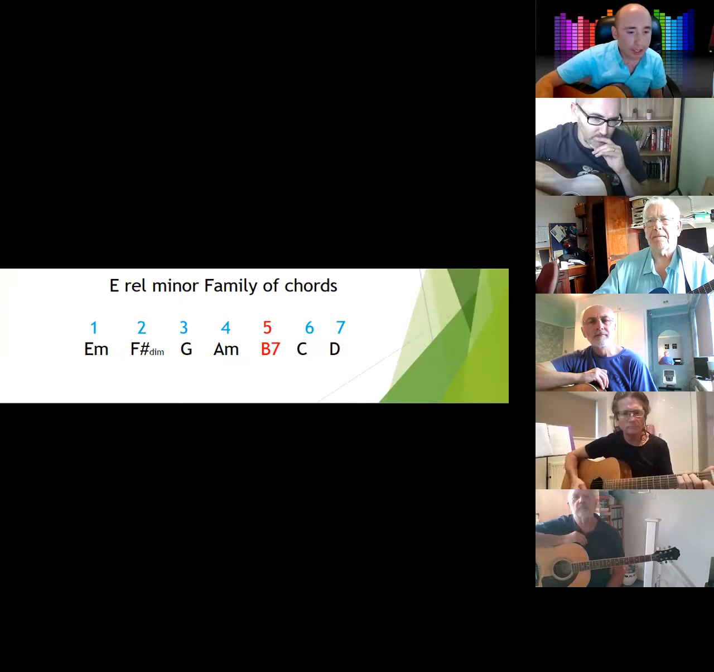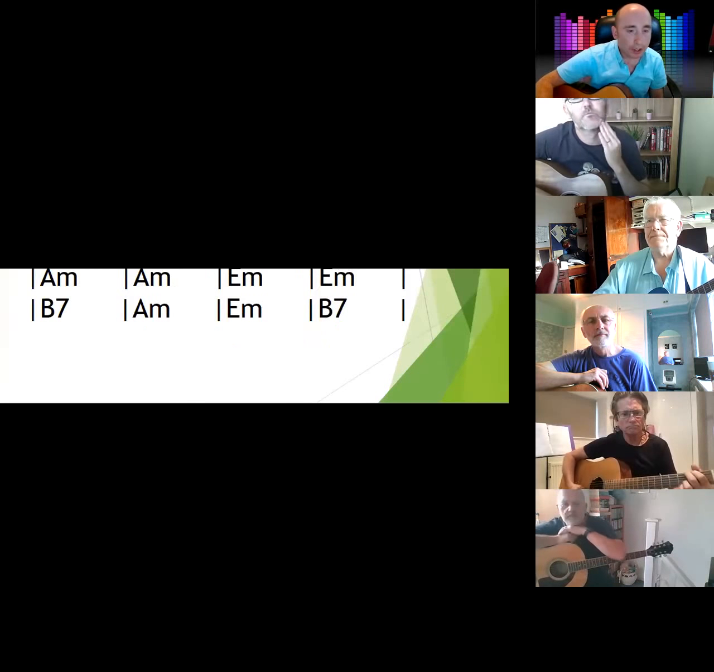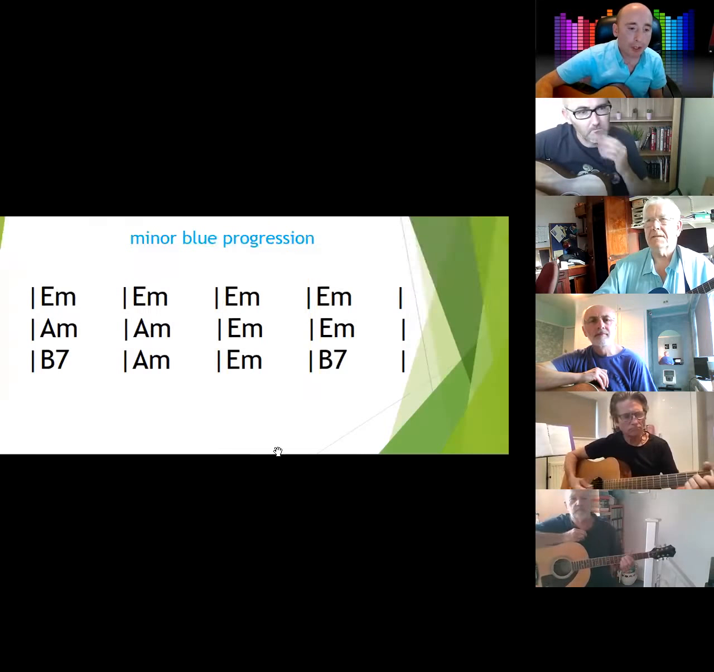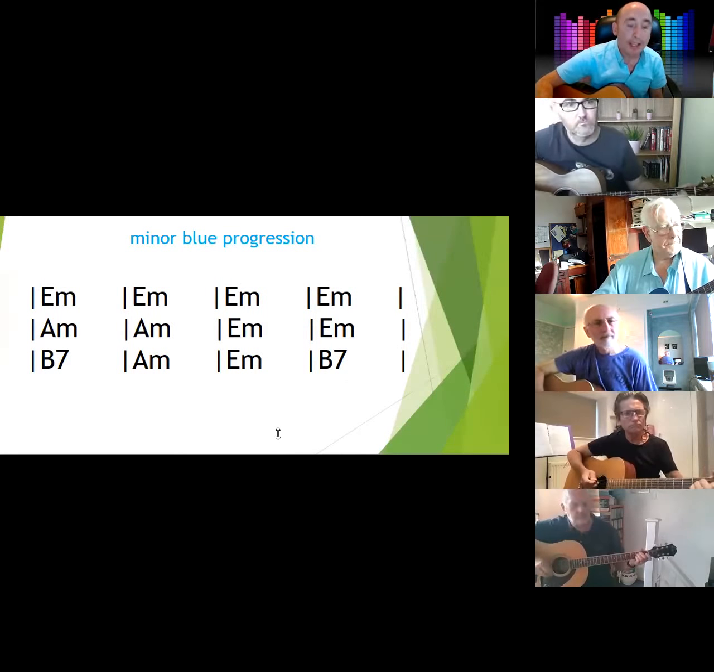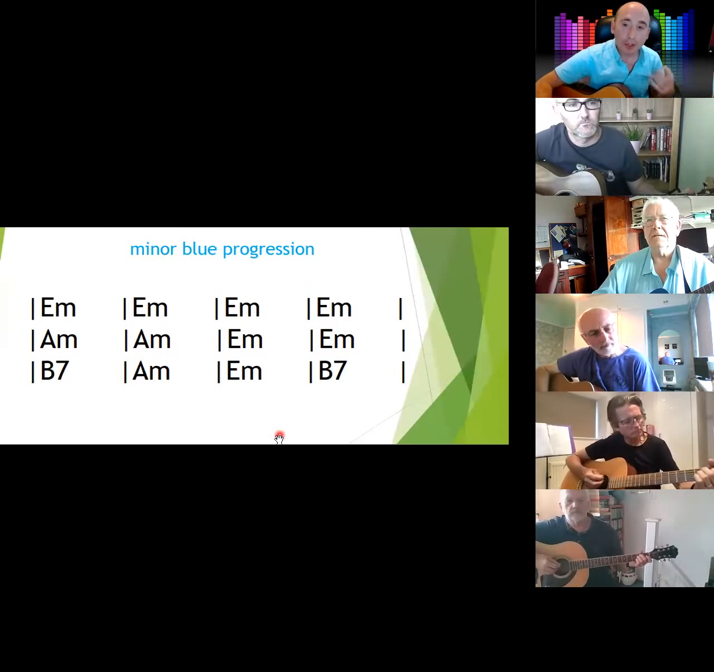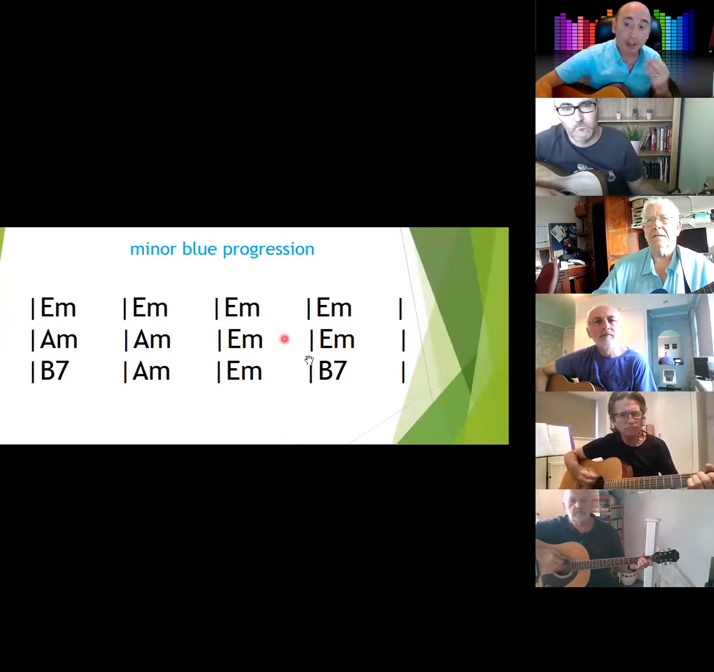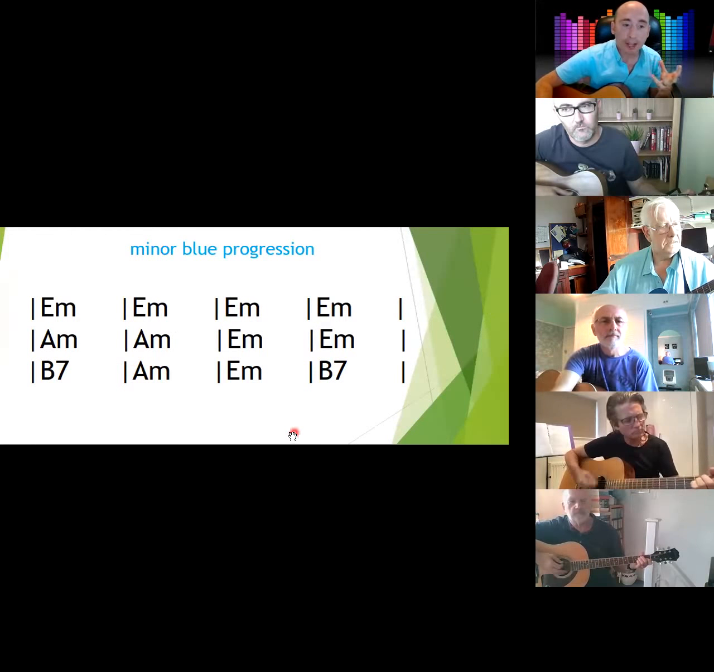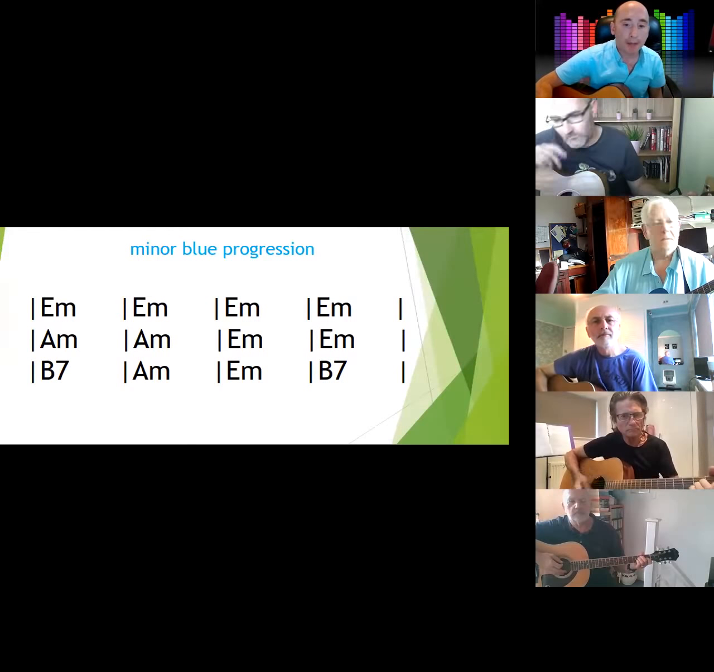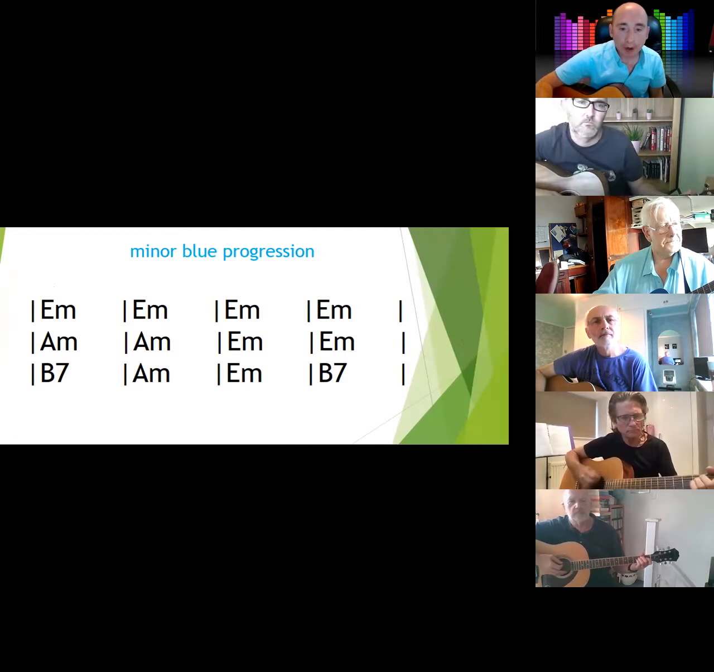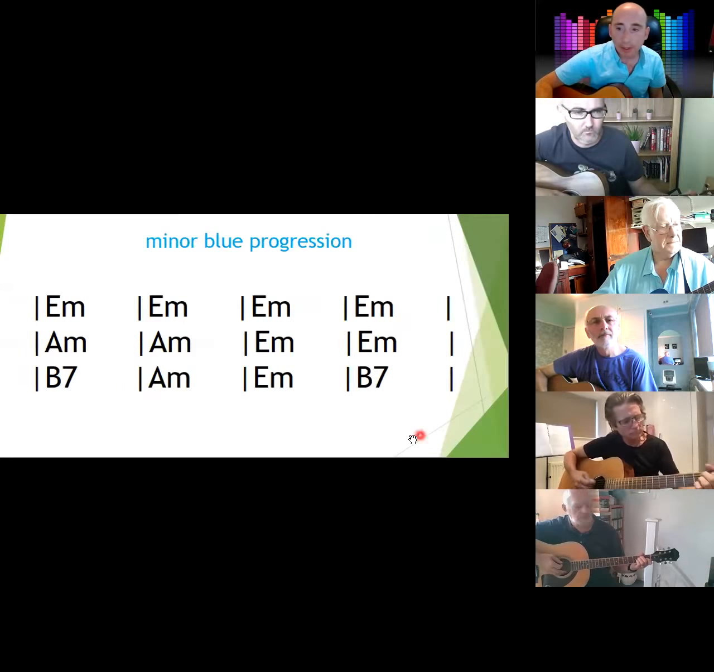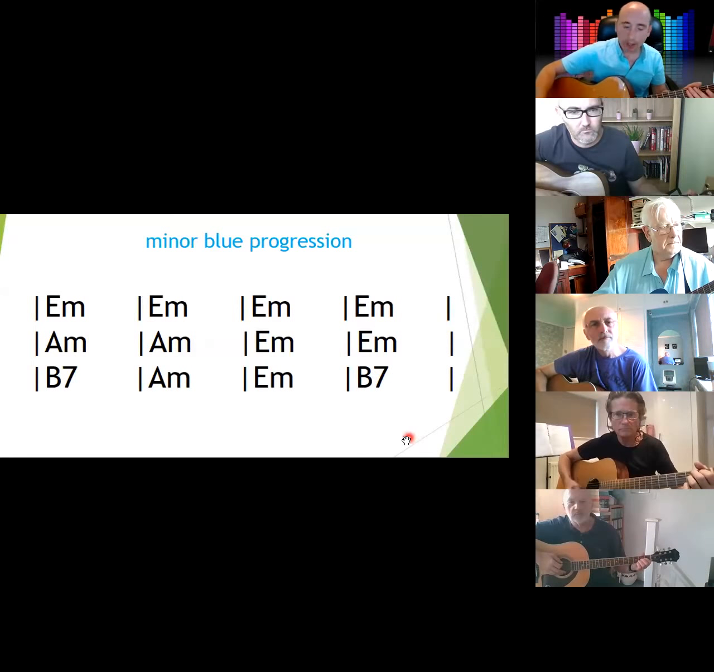I'm not going to go into that too much, but let's just try the minor blues progression now, in the key of E minor. So if you were to solo over this, it would be the G major scale, but we'd be calling it E minor scale because it's the relative minor. All right, is everyone all right with the B7? Okay, let's do it together.